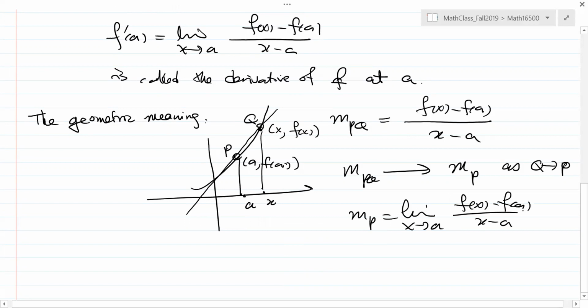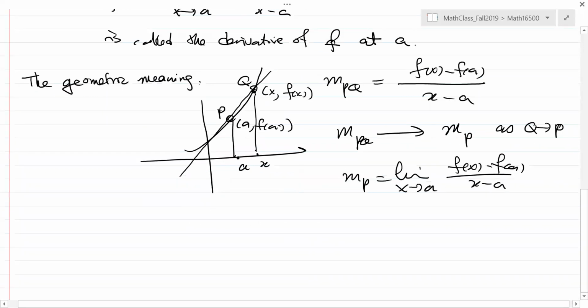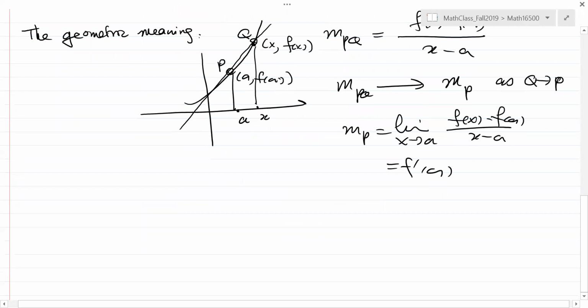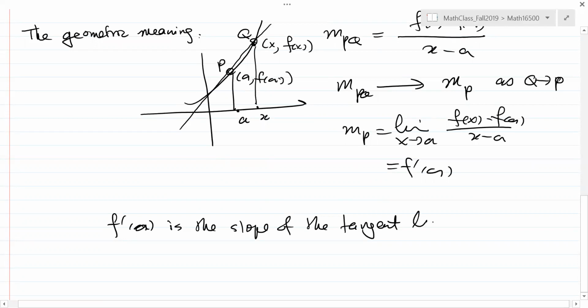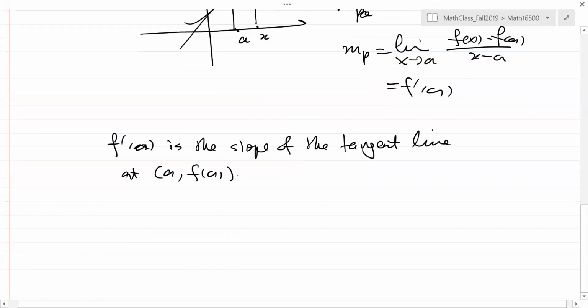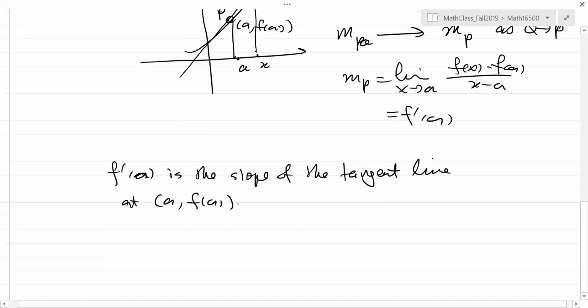So the limit, if it exists, is just the slope of the tangent line. So in other words, this is f prime a. So f prime a is the slope of the tangent line at the point a, f of a. All right, that's it. That's the geometric meaning.